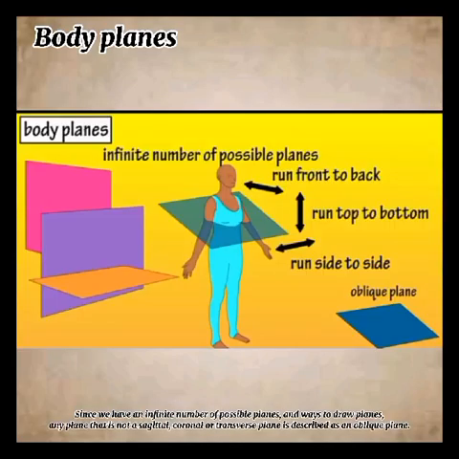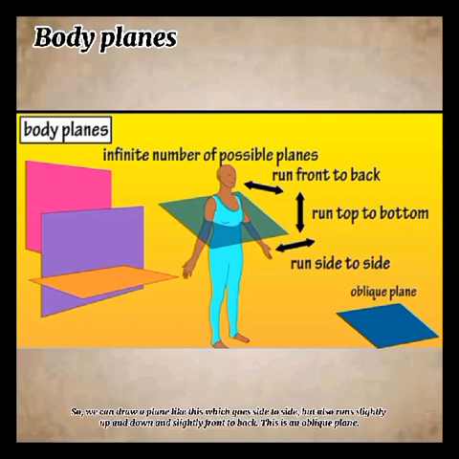Since we have an infinite number of possible planes and ways to draw planes, any plane that is not a sagittal, coronal, or transverse plane is described as an oblique plane. So, we can draw a plane like this which goes side to side, but also runs slightly up and down and slightly front to back. This is an oblique plane.